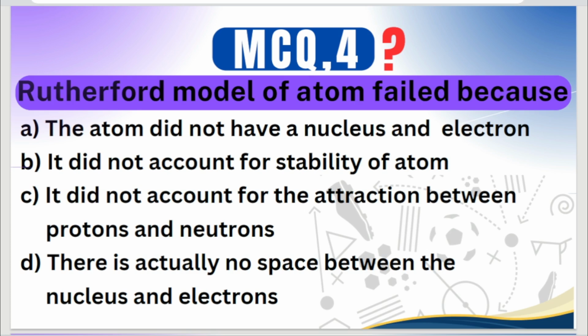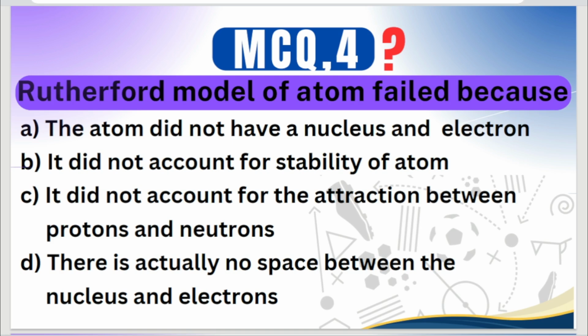First we look at the first option. The atom did not have a nucleus and electron is the most irrelevant option, because every atom has a nucleus and electron. The second, it did not account for the stability of the atom. So we can say that this may be the right answer to this question. And number 3, it did not account for the attraction between the protons and neutrons. It's also irrelevant because there is attraction between proton and neutron according to the modern theories of physics. And option D is there is actually no space between the nucleus and electrons.